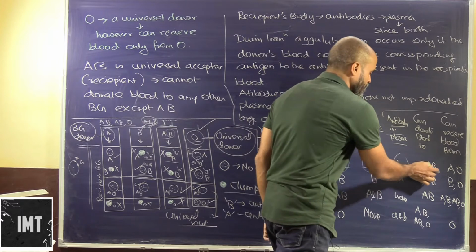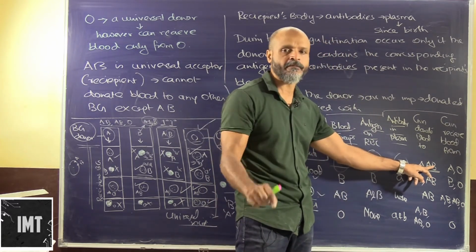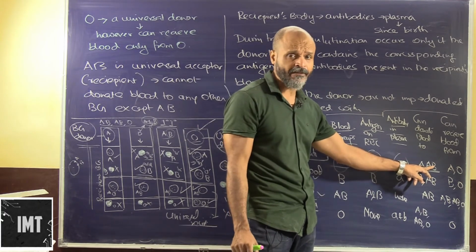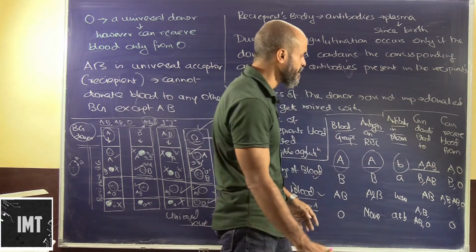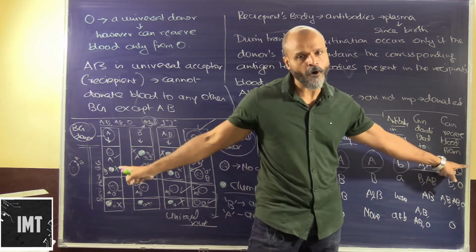So it can donate blood to a person having A blood group or AB blood group, because AB blood group doesn't have any antibodies present, it only has antigens. So it can receive blood from a person having A blood group or O blood group.